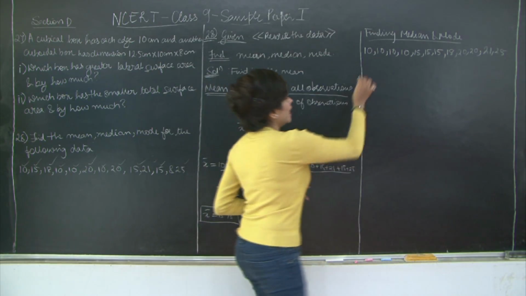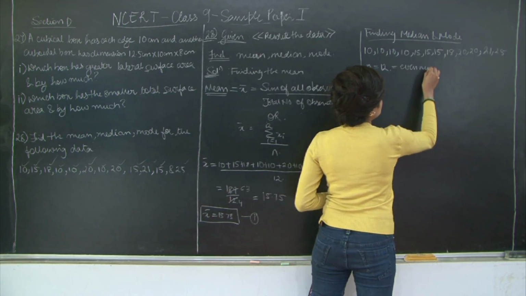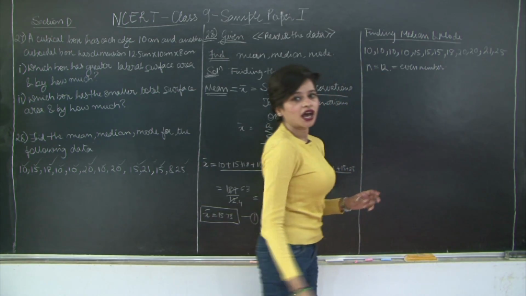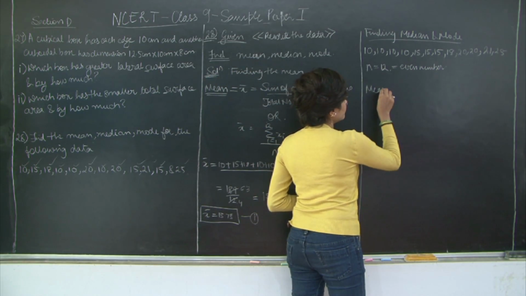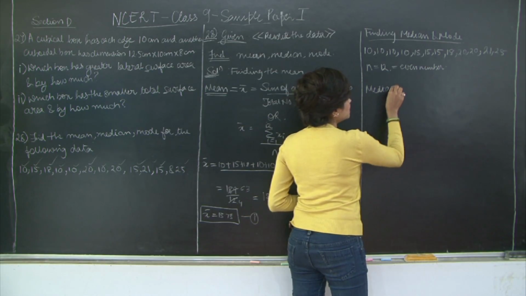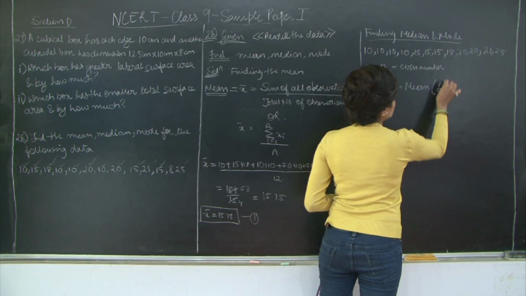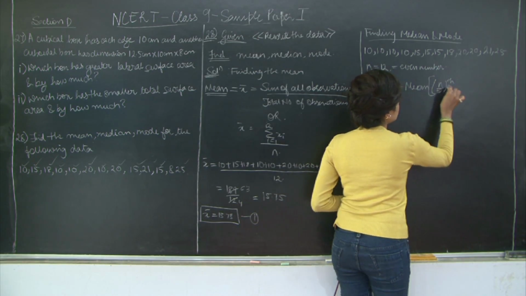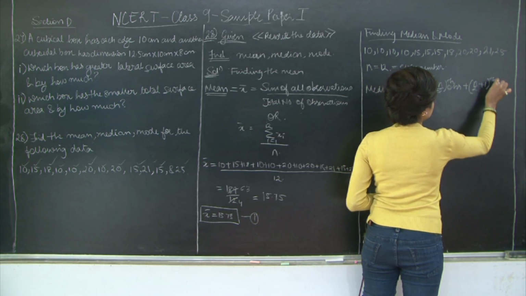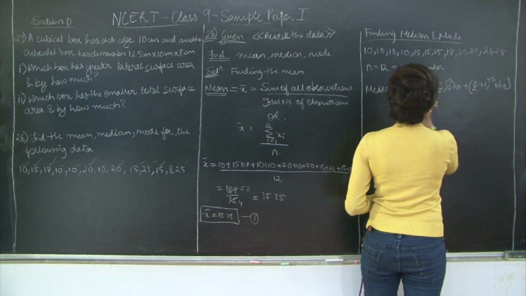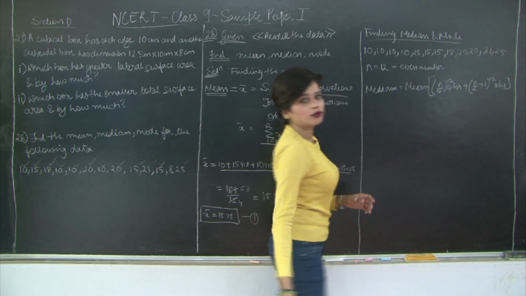Now n is equal to 12, which is an even number. So when the number of observations is even, how do you find the median? Your formula for finding the median is nothing but the mean of n upon 2th observation plus n upon 2 plus 1th observation. This is going to give you the median.